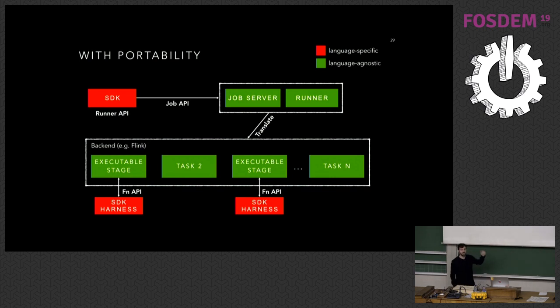But, of course, we have these Python blobs or Go blobs in between, which we don't really understand. Whenever we have that, we have a special task called executable stage, which is a fancy name for "we don't know what to do with this, so we have to send it to an external process," which is called the SDK harness. And that harness exists for every language, like Java, Python, and Go.